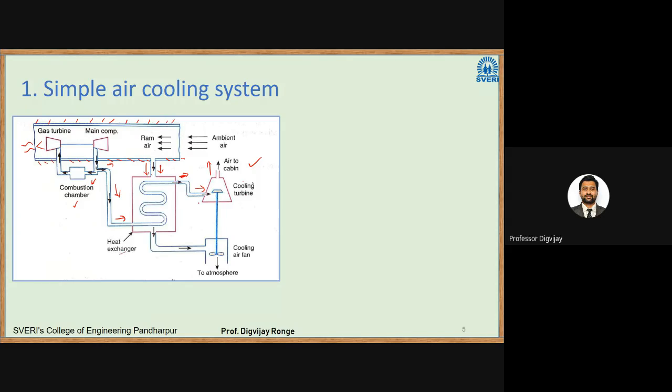Now what will happen? See, this ram air will cool the air inside these tubes. And what will this ram air do now? We will release it into the atmosphere. So this ram air will come, it will go to the cooling fan, and the function of the cooling fan is to send this ram air into the atmosphere.